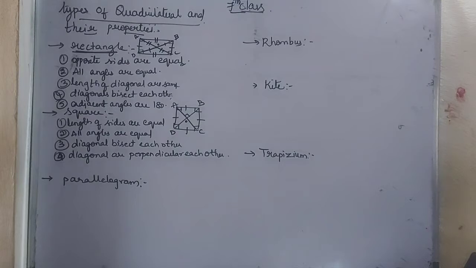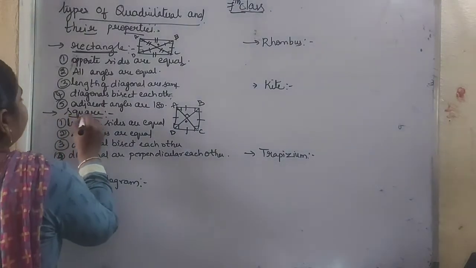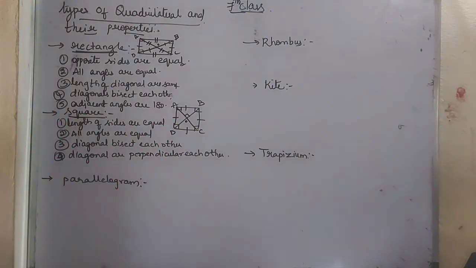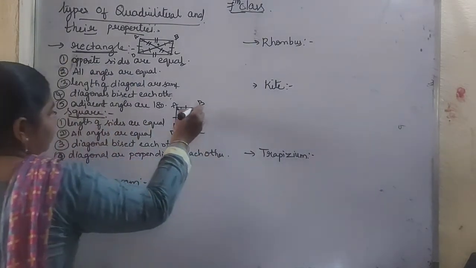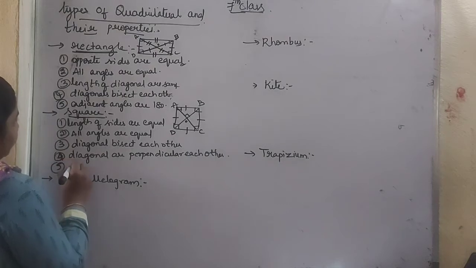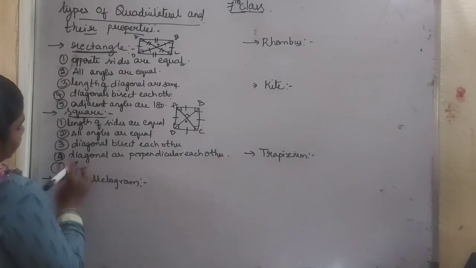Diagonals are perpendicular to each other. That means it will form how many degrees? 90 degrees. And the last point is if you add the two adjacent angles, always it will be 180. So sum of adjacent angles.